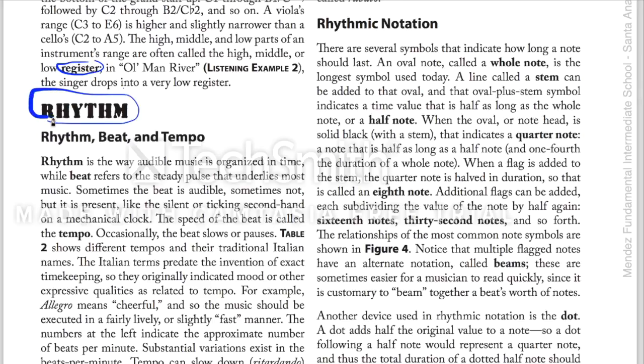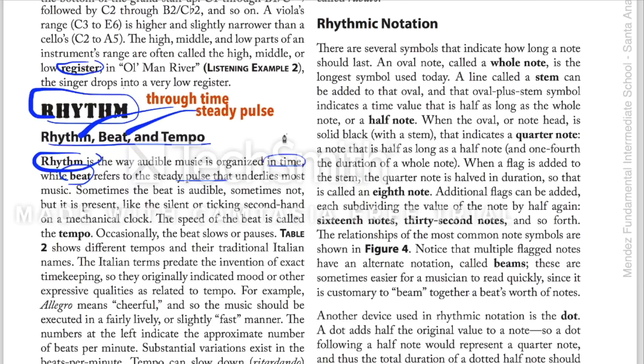Rhythm. Rhythm, beat, and tempo. Rhythm is the way the audible music is organized in time, while beat refers to the steady pulse that underlies most music. So if you wanted to do the difference between rhythm and beat, rhythm is through time. So how many beats in 1 second, right? Or beat is a little bit different because that refers to the steady pulse. So in order to make rhythm, you need beat, right? And so the rhythm is basically the beats in time.